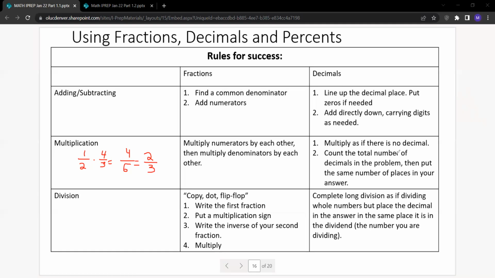When it comes to decimals, you just multiply as if there is no decimal. So you multiply exactly how you would with whole numbers. And all you do is count the total number of decimal places in the problem and then put the same number of places in your answer. So if you have 33.3 and 2.96, you see you have 1, 2, 3 numbers behind the decimal point. So your answer is going to have 3 digits behind that decimal place. So 1, 2, 3.